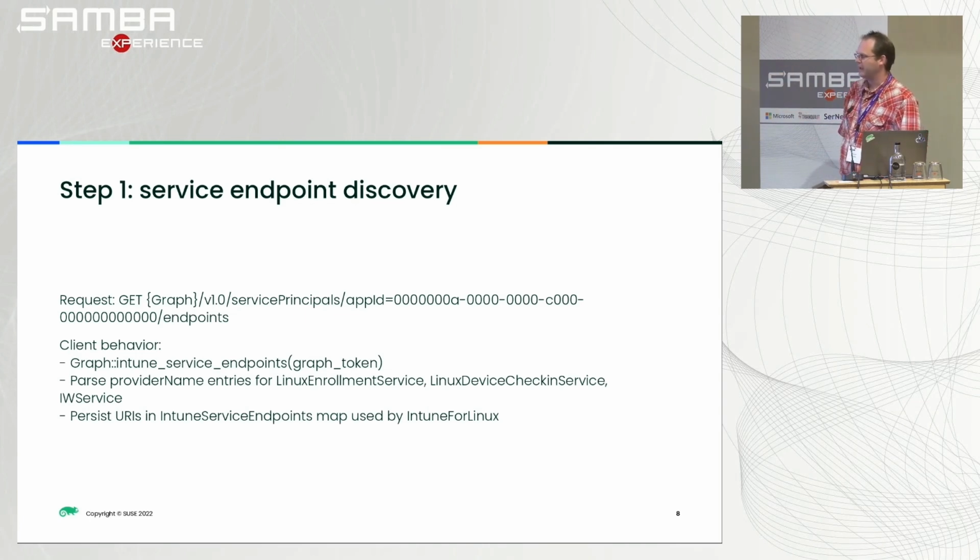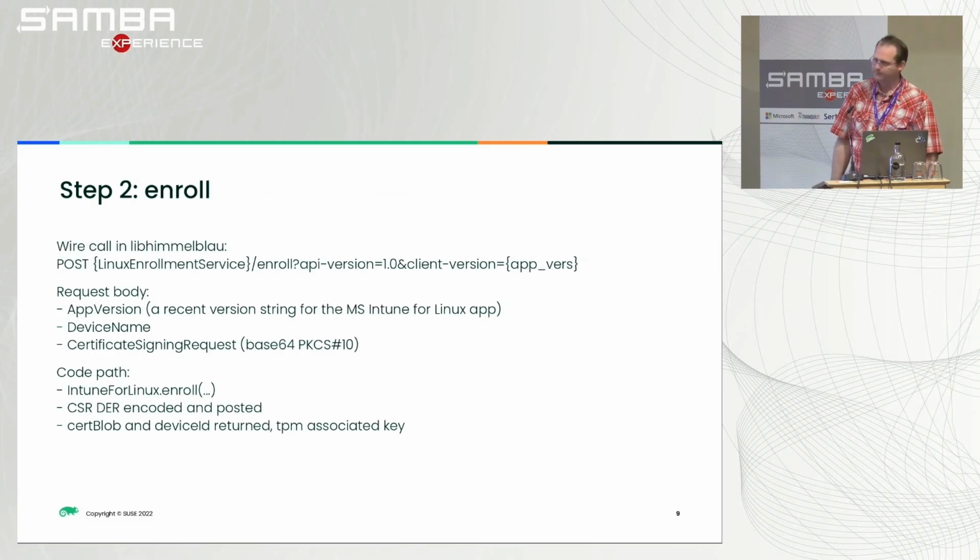So it returns a JSON blob that we can parse, and we grab the provider name and the URI for each of these 3 services, which is the enrollment service, the device check-in service, specifically the Linux ones, and then the IW service, whatever that does. And we persist those for use later. Now for the actual enrollment, we contact that enrollment service, and that's round robin. It's not always the same server that we're talking to. And that's why we have to do this discovery request ahead of time.